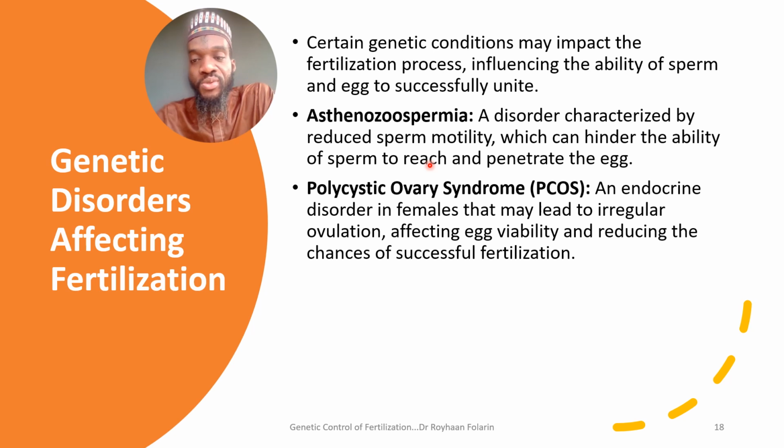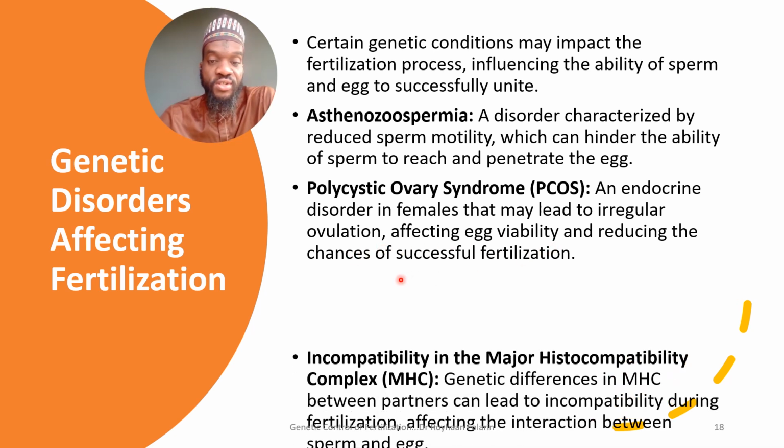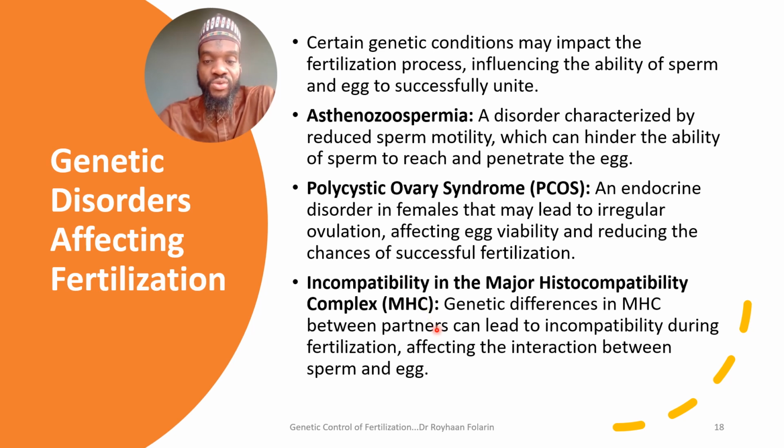So PCOS, we also discussed that, is an endocrine condition in females and may lead to a lot of symptoms, including irregular ovulation, affecting the viability of the egg and the chances of successful fertilization. There's also the incompatibility in the major histocompatibility complex.